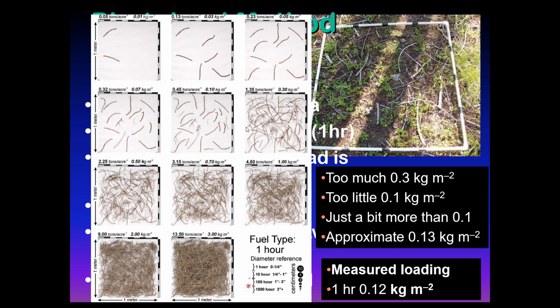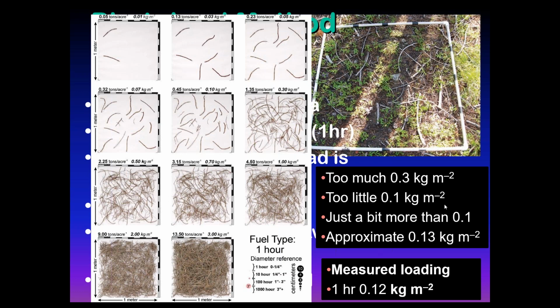And that would happen right around at 0.3. So at 0.3 kilograms per meter, there's too much fuel. So we then know we're between 0.1 and 0.3. And then we visually estimate or extrapolate between the two. So we see there's too much at 0.3, too little at 0.1. We're going to go, okay, it's just a little more than 0.1, so we're going to approximate 0.13. And of course, the real measured fuel loading is 0.12.